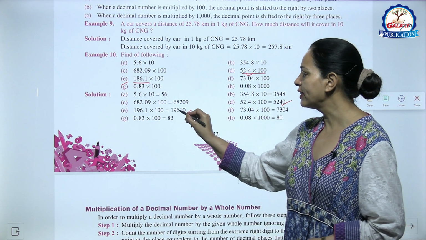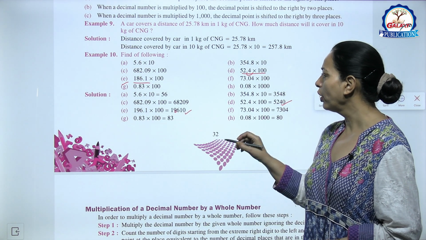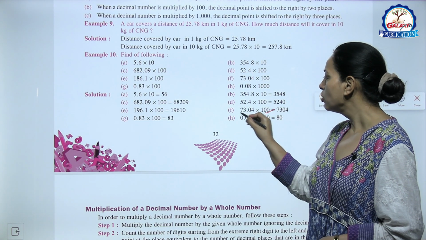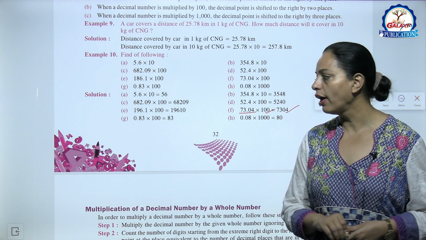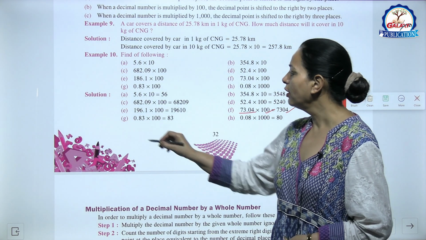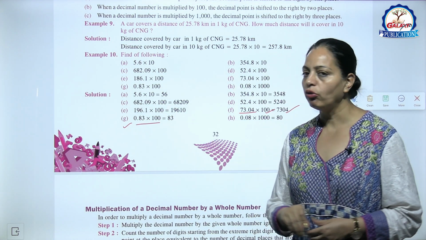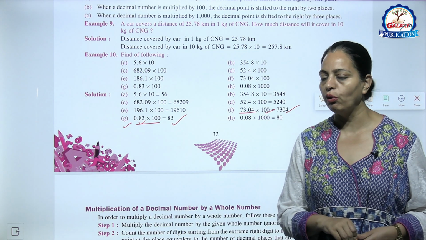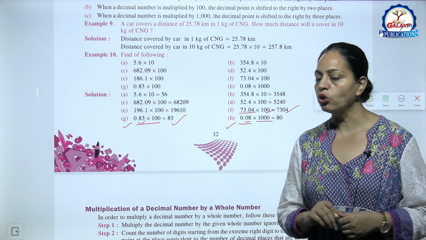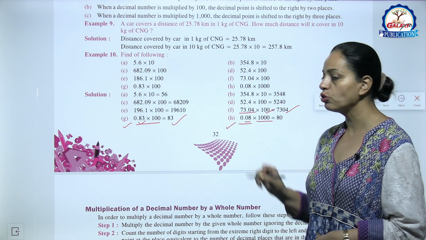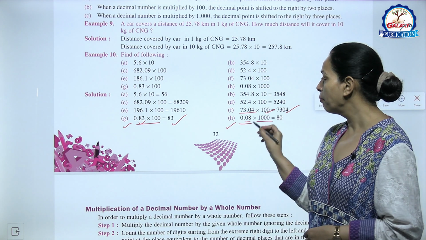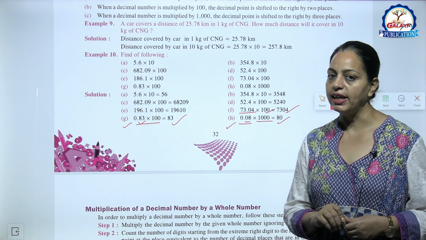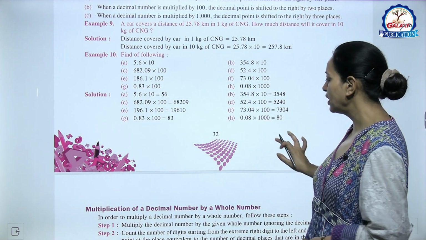Okay, 18610. Now here F part 73.04 into 100. So 7304. The next one G part 0.83 into 100, decimal आ जाएगा 3 के बाद, means 83. Now H part 0.08 into 1000, we have to shift decimal after 3 digits, but we have 2 digits, तो हम एक 0 लगा देंगे, it becomes 80. I hope this is clear to you.